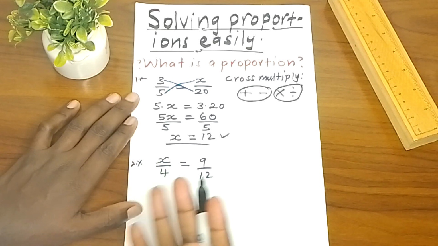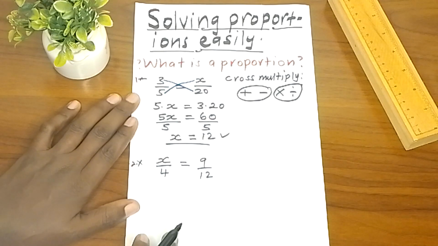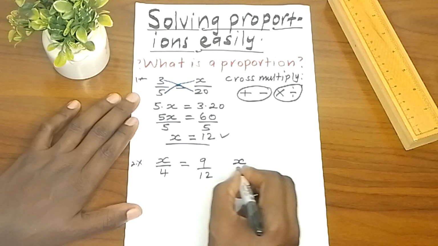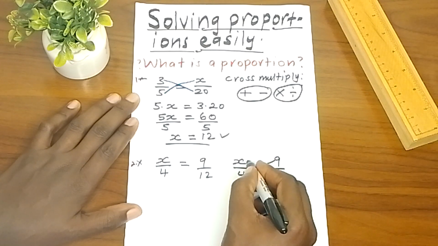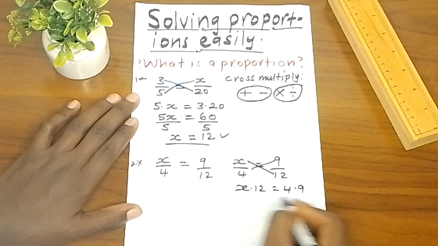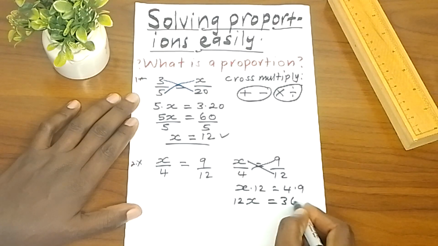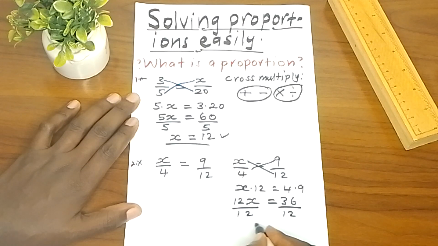So in most cases, these numbers in proportions are not so hard, but you also need to find a strategy on how to get them. So here is the working for this. We will take x over 4 is equal to 9 out of 12. Then we cross multiply. So we'll have x times 12 is equal to 4 times 9, which means 12x is going to give us 36. So we divide by 12 on both sides. So our x is going to be equal to 3.